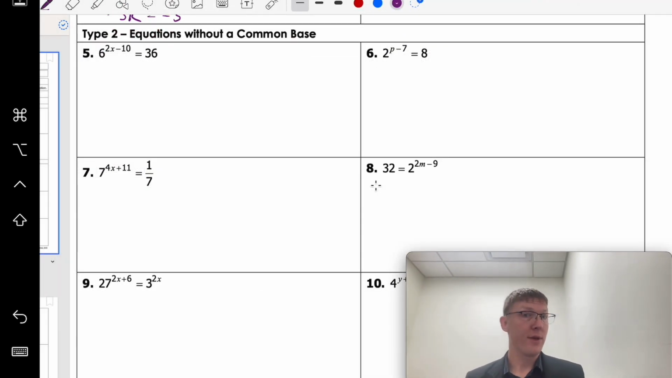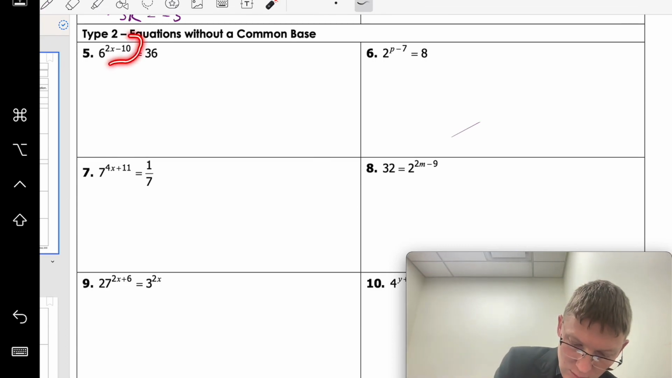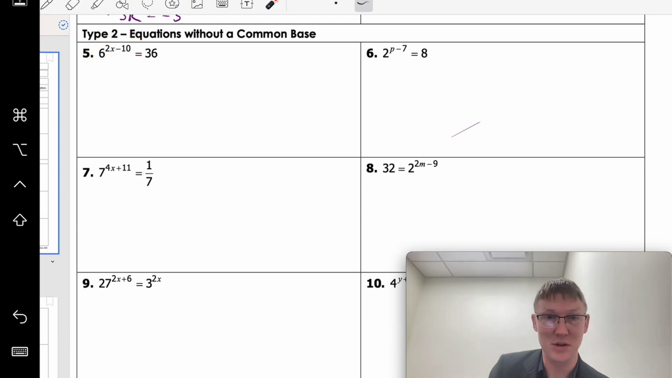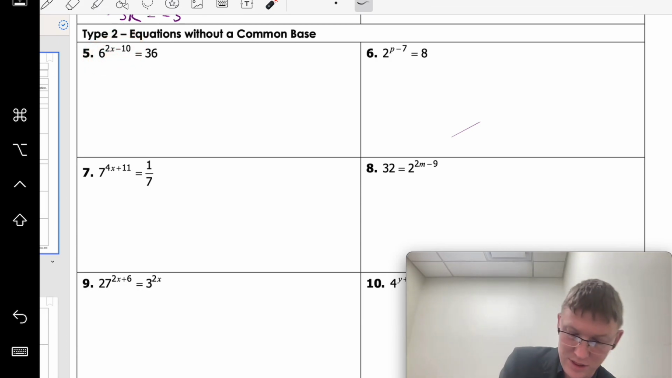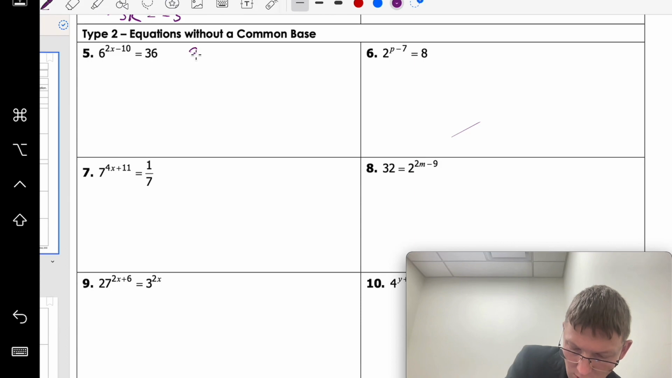Okay, what if they don't have the same base? Well, at this point, we're just going to essentially be clever to get them to the same base. So we're going to look at this. We've got a variable in there. So this base is not changing, right? That seems like it's going to be hard to do. But this number, what do we know about 36? So we could rewrite 36 as 6 squared.